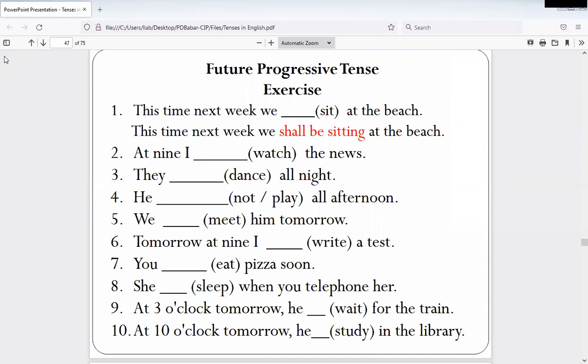Tomorrow at 9 I shall be writing a test. Then seventh one is you, in bracket, eat pizza soon. Here we can use will be eating. Will be plus V-ing. You will be eating pizza soon. So that will be the verb structure we can use here for this sentence.